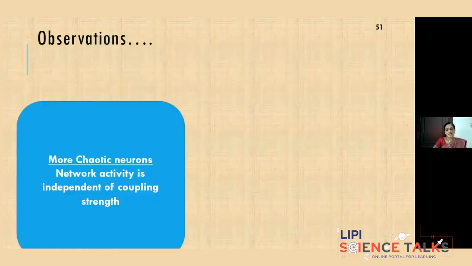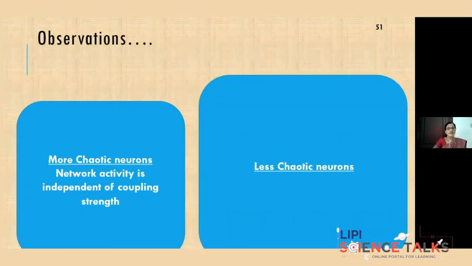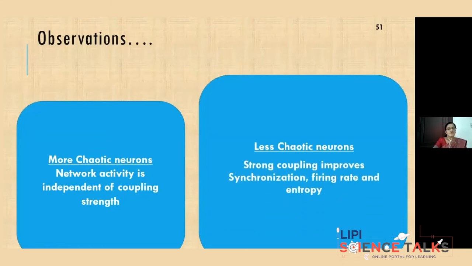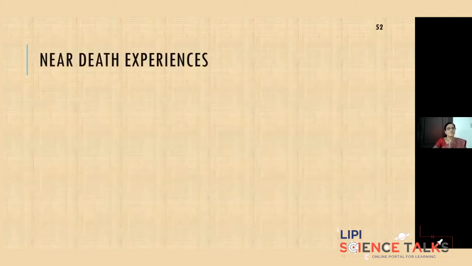Now, more chaotic neurons means network activity is independent of coupling strength. We have seen that for a high number of chaotic neurons, it is not depending on the coupling between the two neurons. And also, if there is only a small number of chaotic neurons, there is strong dependence on coupling strength for the synchronization, firing, and entropy. All these increase with the coupling strength.